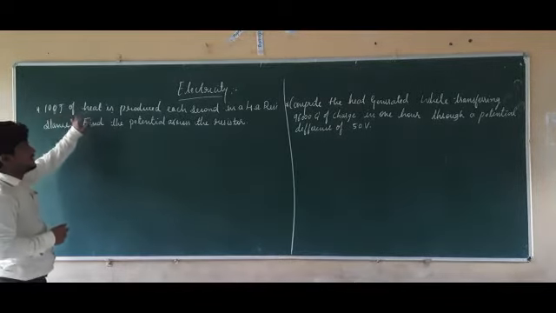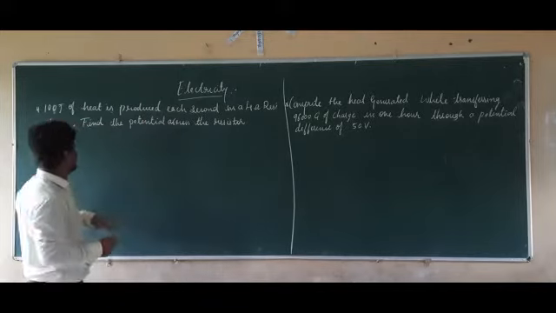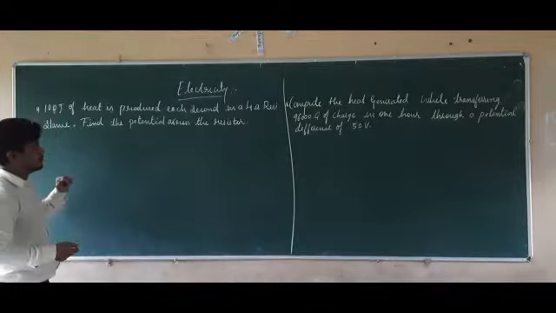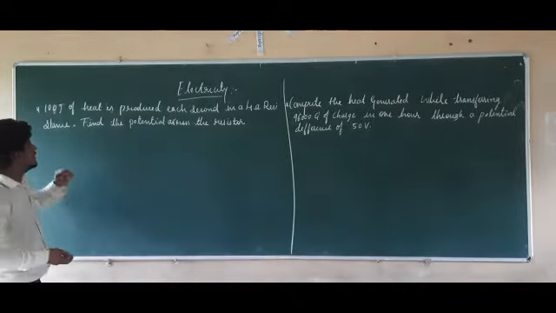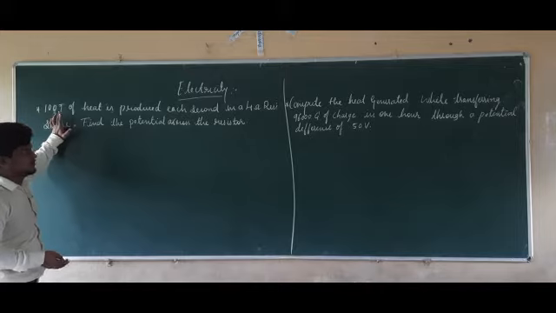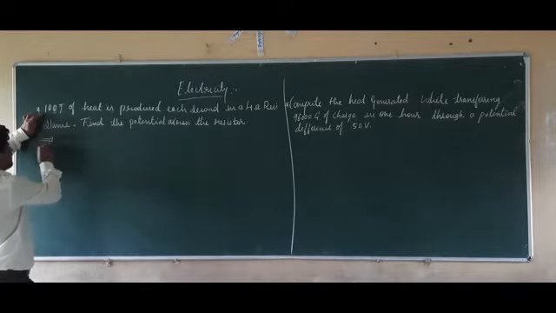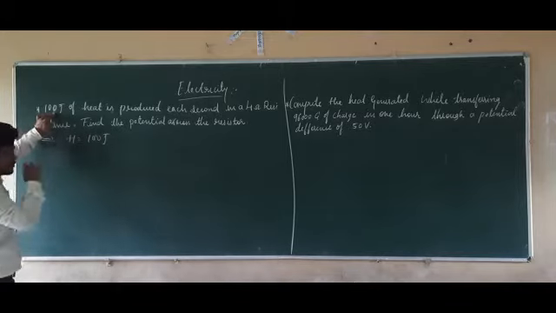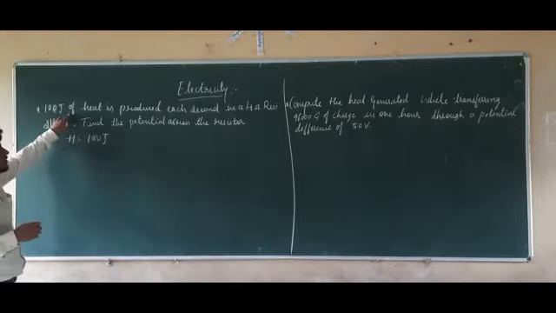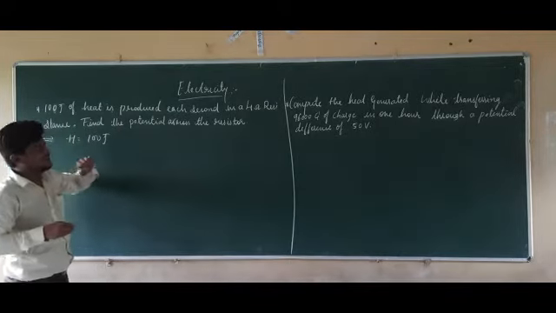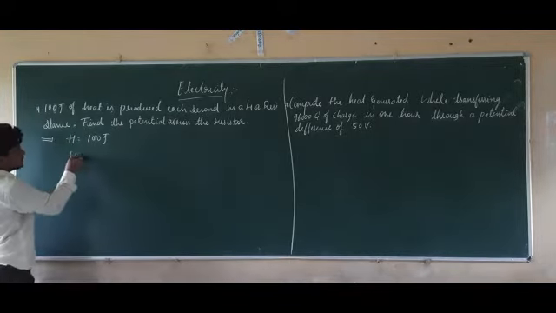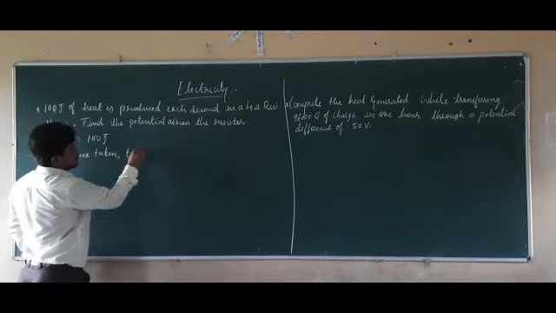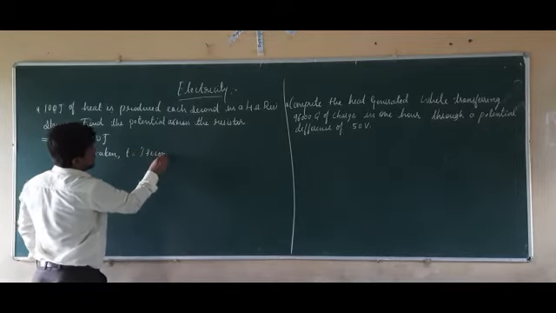100 joule of heat is produced each second in a 4 ohm resistor. Find the potential difference across the resistor. So in the problem statement, they are given the heat produced, that is H is equal to 100 joules. It is produced each second, so the time taken T is equal to 1 second. Each second means 1 second.